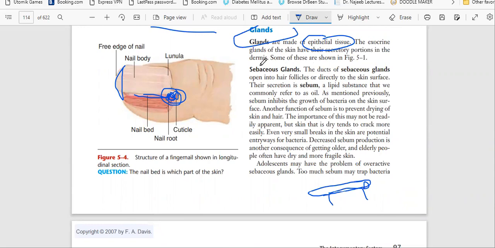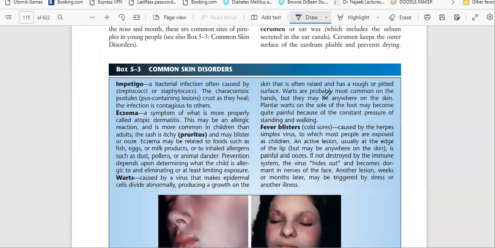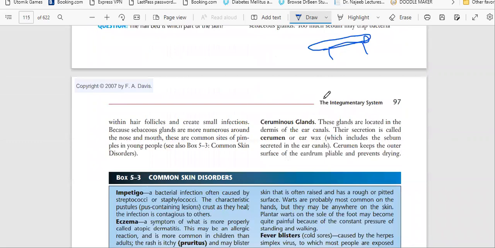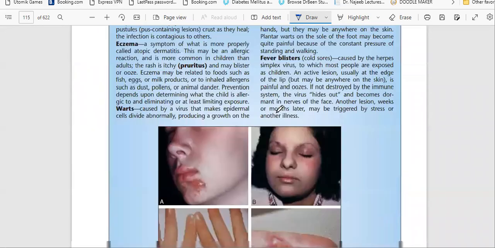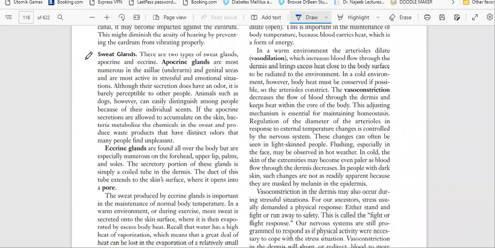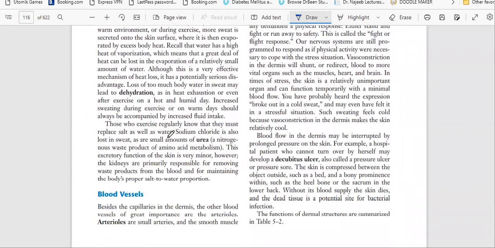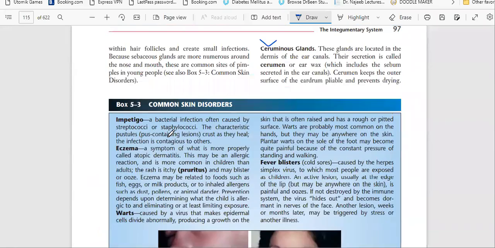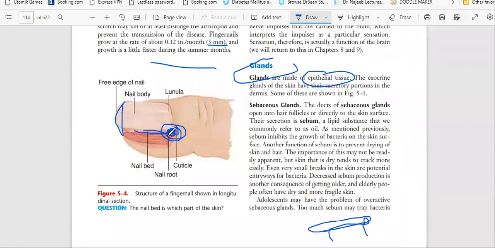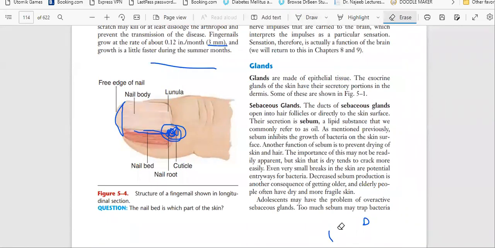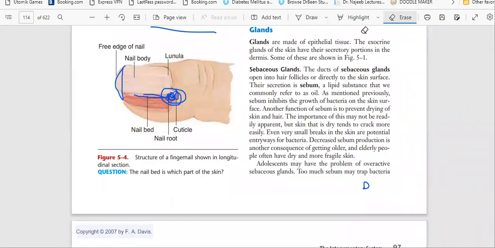We have the sebaceous gland, second the ceruminous gland, third the sweat gland, and fourth the eccrine glands. We will talk about four glands today, and we will conclude our lecture. So first, we have the sebaceous gland.